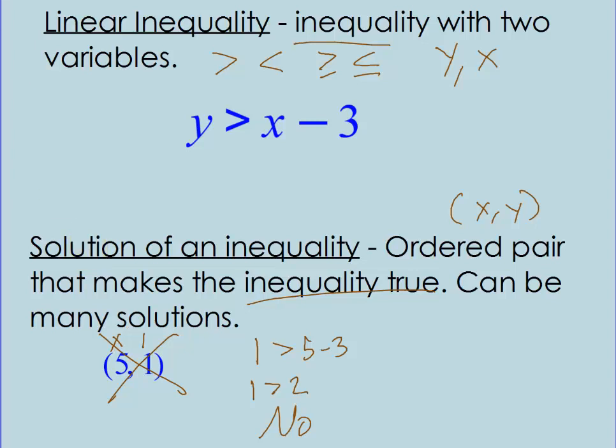But let's come up with a different example. What if we did (5, 3)? So if you did (5, 3), you'd be plugging in 5 for x and 3 for y. So you get 3 is greater than 5 minus 3. 3 greater than 2. Is 3 greater than 2? Yes. So (5, 3) is a solution. And there's usually an infinite number of solutions.